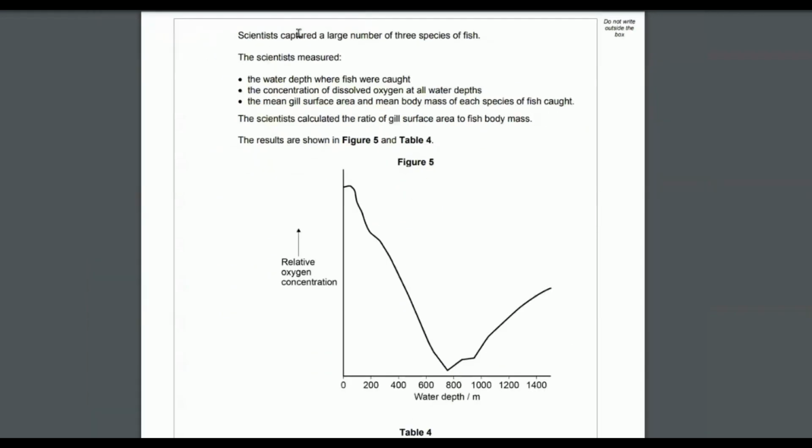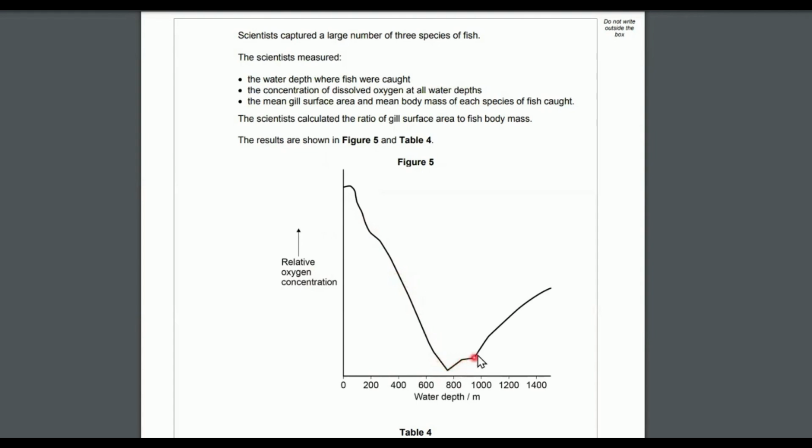Scientists captured a large number of 3 species of fish. The scientists measured the water depth where the fish were caught, the concentration of dissolved oxygen at all water depths, the mean gill surface area and mean body mass of each species of fish caught. The scientists calculate the ratio of their gill surface to the fish's body mass. The results are shown in Figure 5 and Table 4.